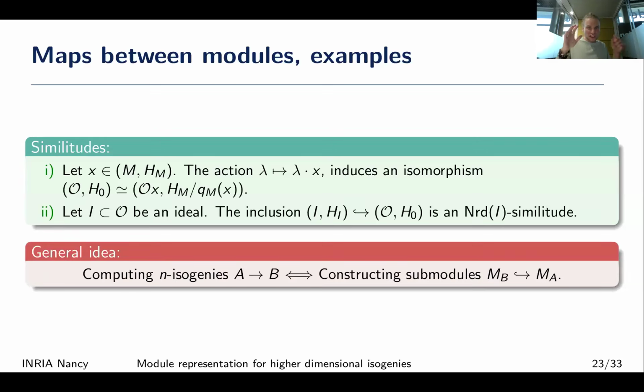Okay, so the general idea of this second example is that since on the geometric side we are working with surjective morphisms, on the module side we are working with injective maps. This means that to compute isogenies between polarized abelian varieties, we can in fact construct specific submodules of the module we are working with. And this will be one of the main properties that we're going to use to present the new HD Clapoti algorithm.